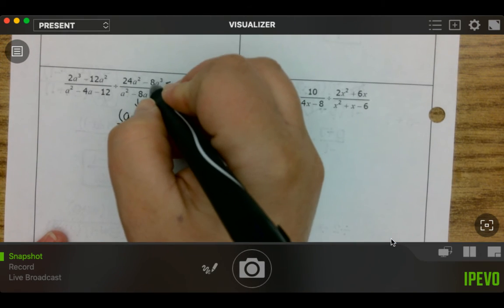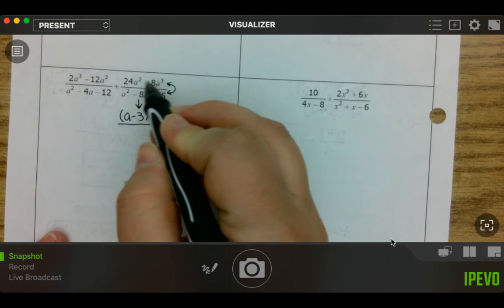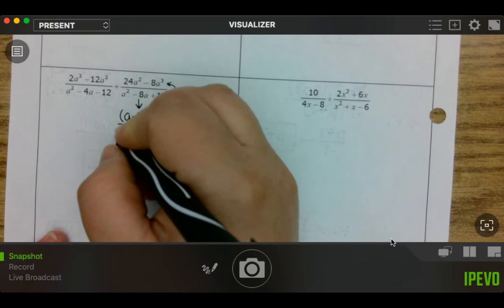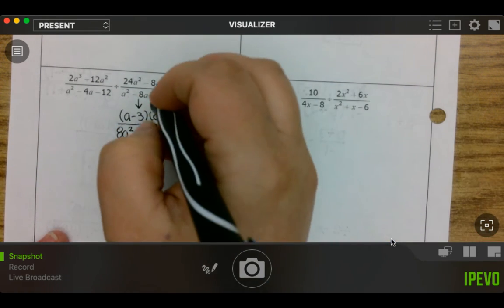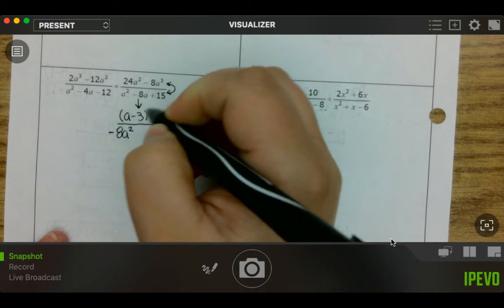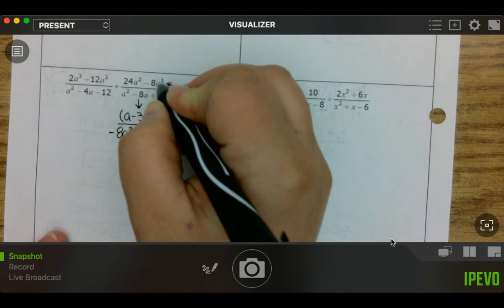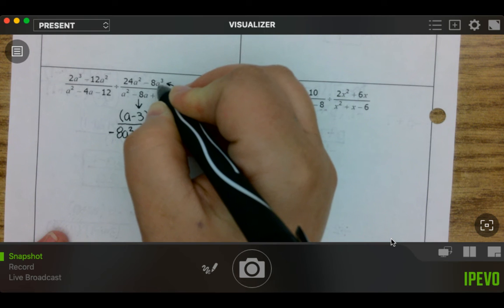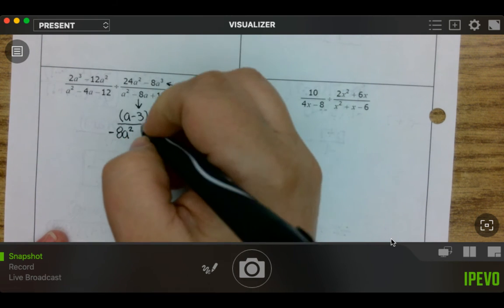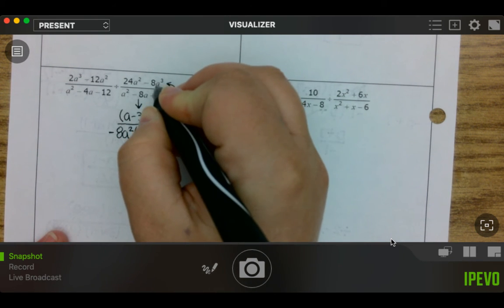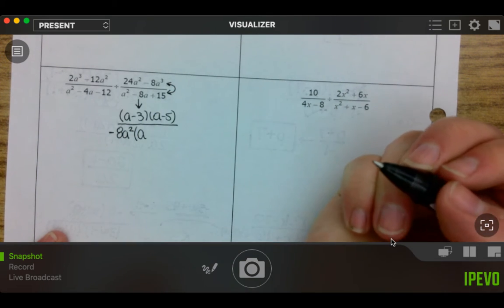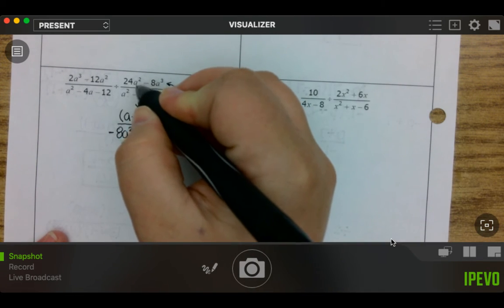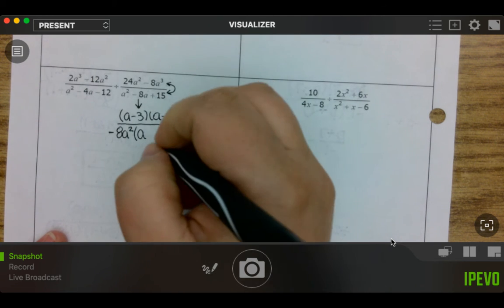And then for this one, I can divide these both by 8 and an a squared. And I'm going to go ahead and take out negative 8a squared so that this one, the one with the higher exponent, can go first. So negative 8a cubed divided by negative 8a squared is just a. And 24a squared divided by negative 8a squared is negative 3.